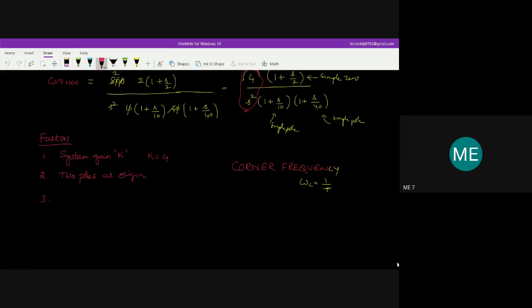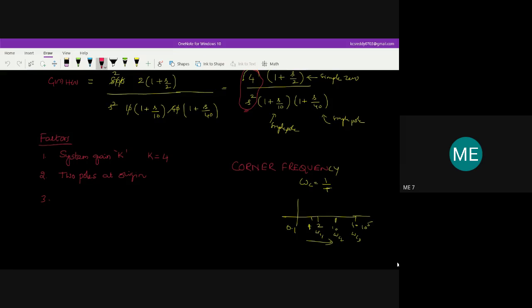Among these 3, see which one comes first. The omega value starts from 0.1, 1, 10, and then goes up to 10 to the power of 5, like that. So which comes first? If you take 1 by T, 1 by 10 is 10, 1 by 40 is 40, 1 by 2 is equal to 2. So 2 radians per second comes first, then 10 radians per second, then 40 radians per second. So these become omega c1, omega c2, omega c3.